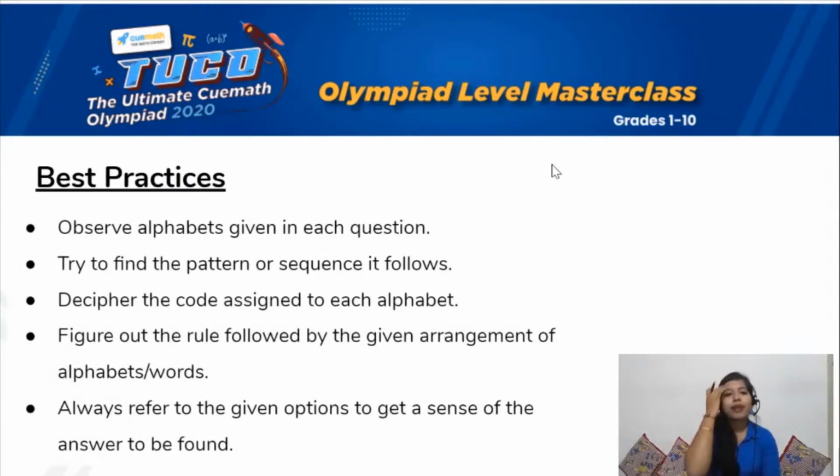Here go our practices. The first one: observe alphabets given in each question. Yes, observation is the key skill to work out on any question and figure out the right approach to it. Without observation, working on any of the aptitude topics gets very difficult.